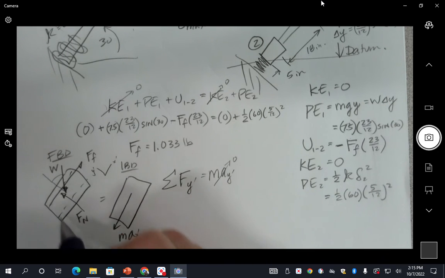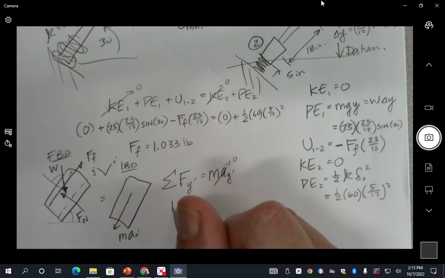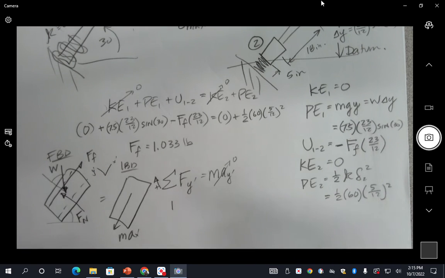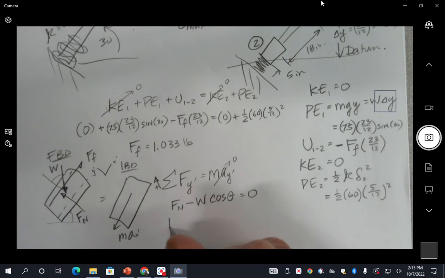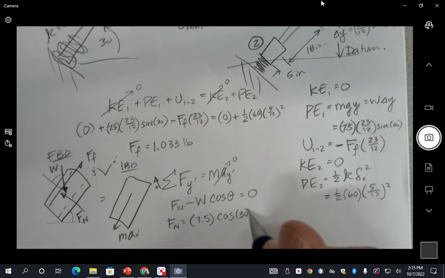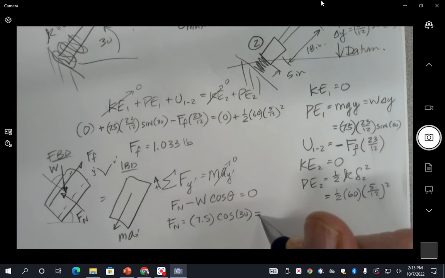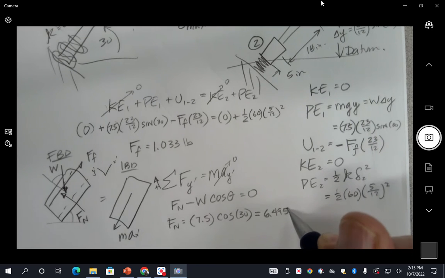Recognize that angle right there must be the same as that angle. I'll put in my positives that way. So we said Fn minus W cosine theta equals 0. Fn is equal to 7.5 cosine of 30. So therefore it's equal to 6.495 pounds.